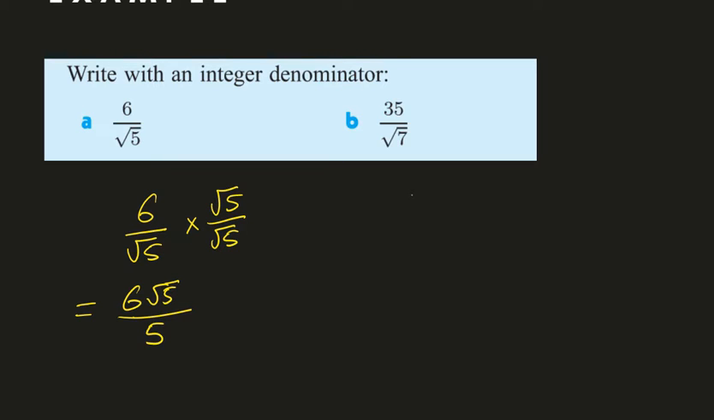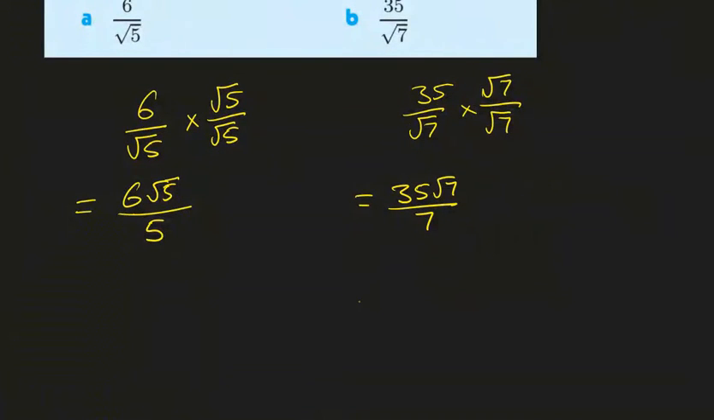Let's take a look at part B. We've got 35 over root 7. Well, this time we'll multiply it by root 7 over root 7. That's going to give us 35 root 7 over 7. We can actually simplify that even more because 35 over 7 is 5. This boils down to being 5 root 7.